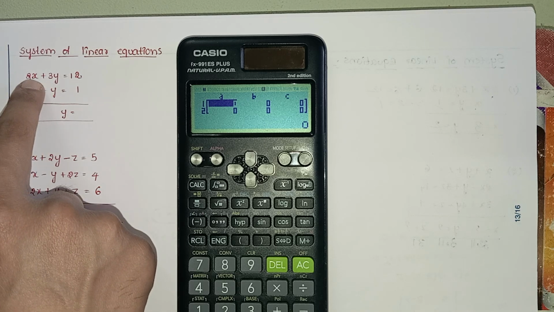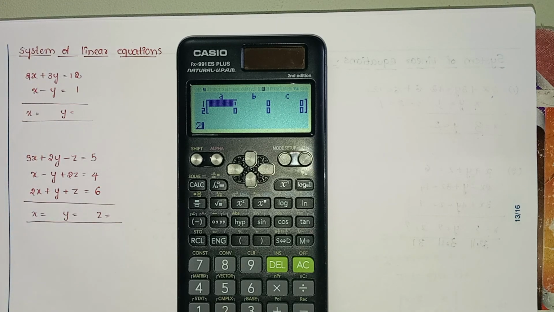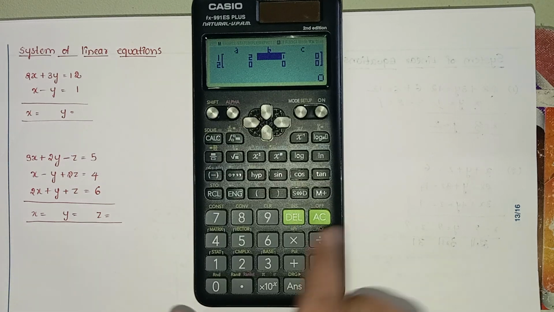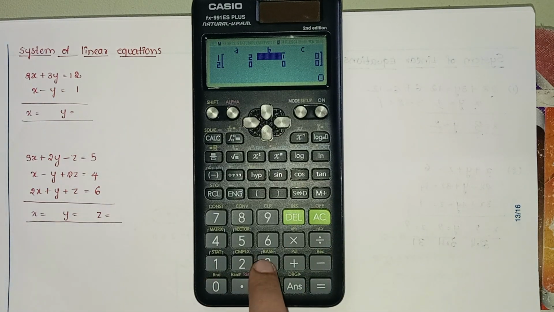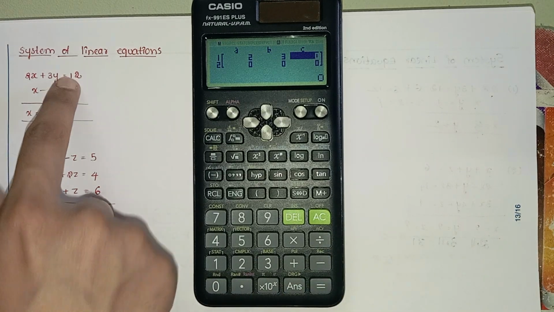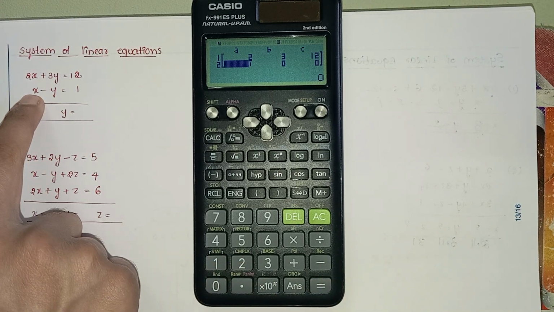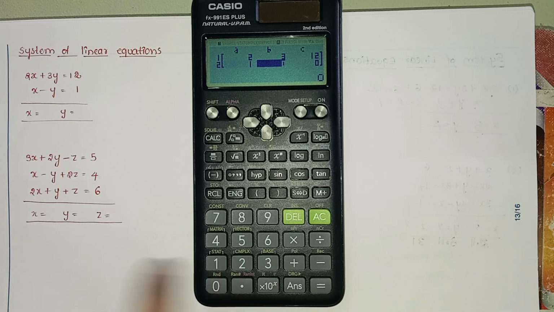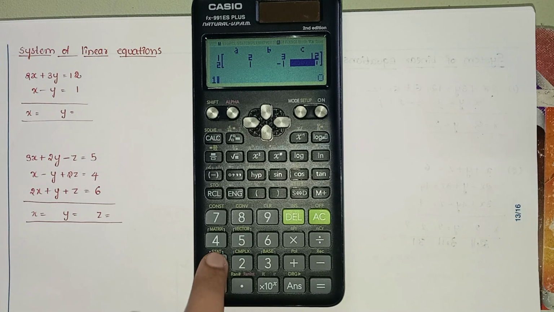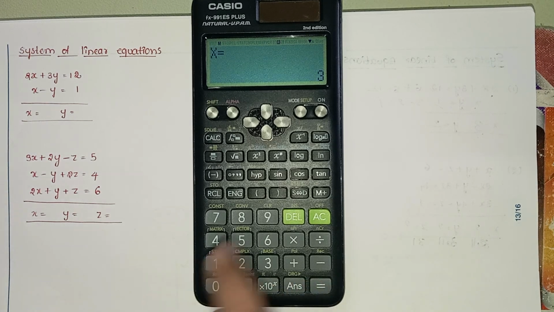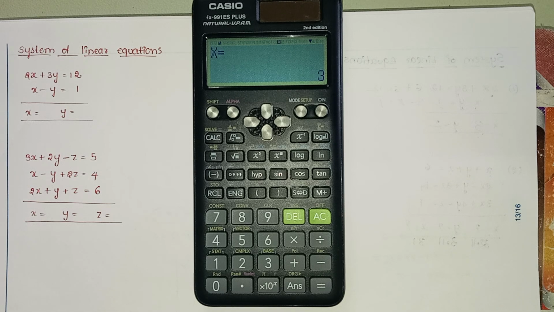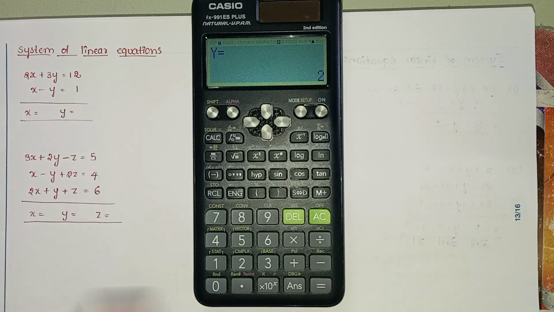Enter the values of x and y coefficients in both the first equation and second equation. In the first equation, x has coefficient 2, y has 3, constant value is 12. In the second equation, x has coefficient 1, y has -1 as coefficient, constant value is 1. Press equal to. After solving the equation, we will get x is equal to 3, y is equal to 2.